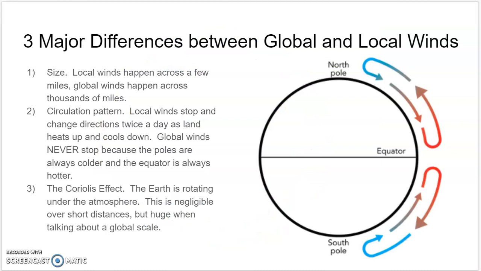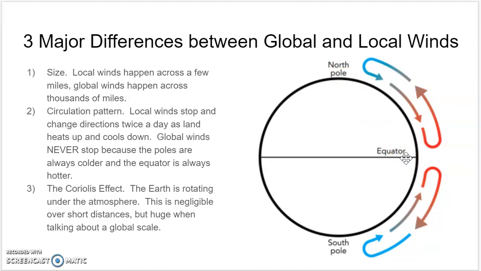Now, there's three major differences between global wind systems and local wind systems. The first one, as you can imagine, is the size. Global winds are global. We're talking about thousands of miles. Local winds happen across a few miles. It's not very much. It's not very far. They work on small temperature changes. Here, we're talking about huge temperature changes across the surface of the Earth, thousands of miles, global scale.